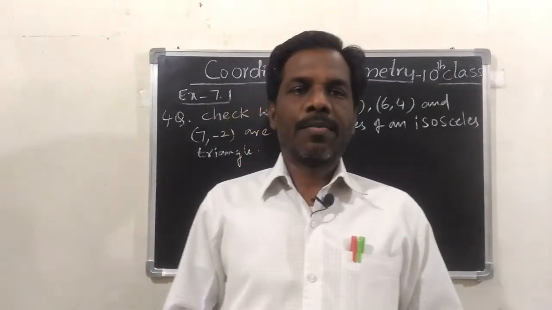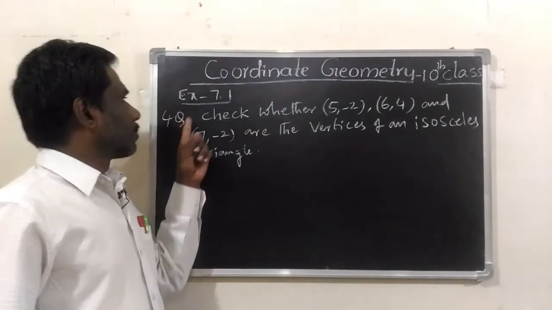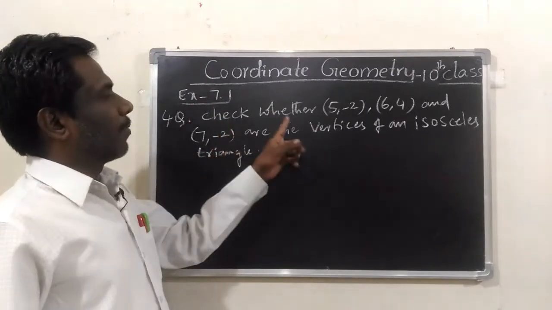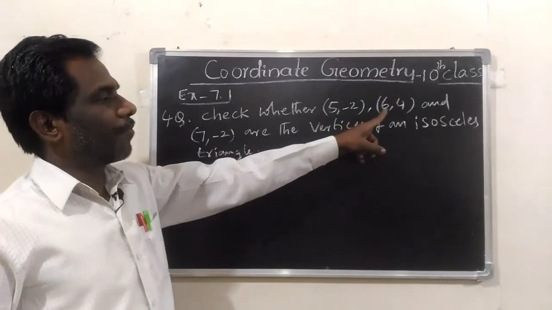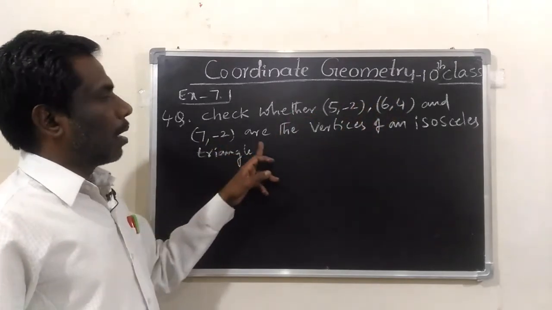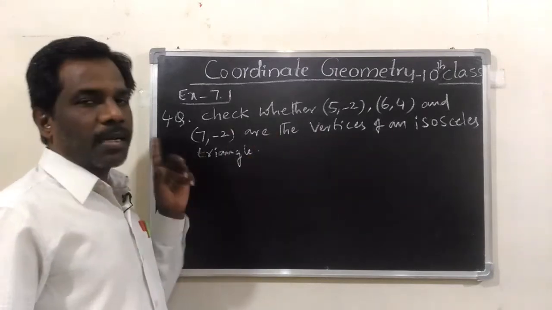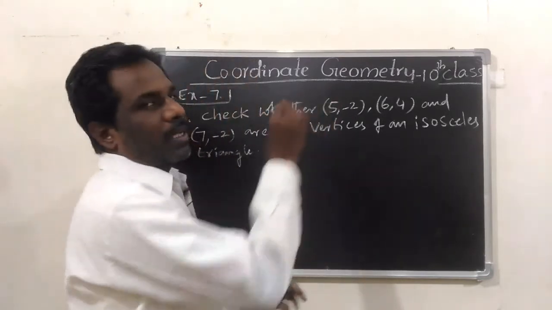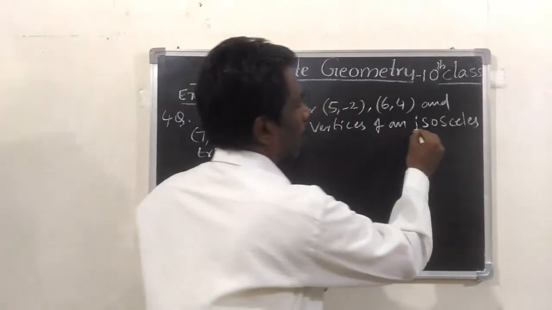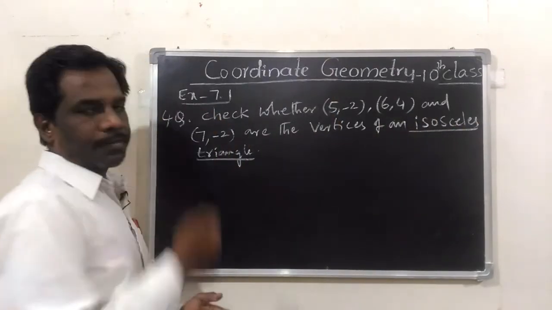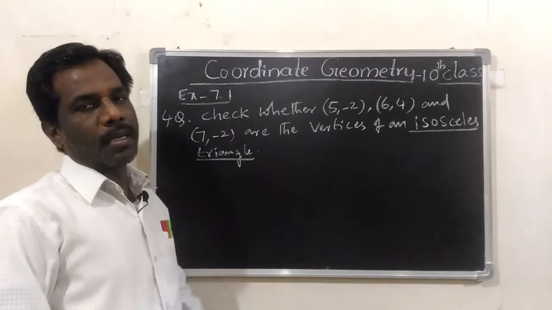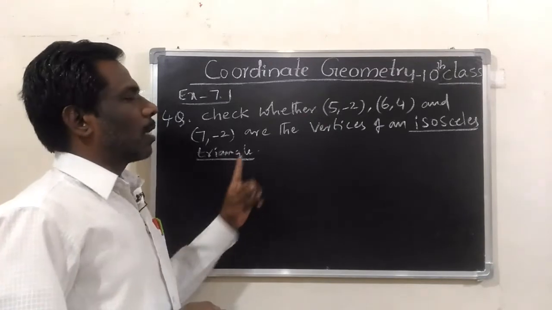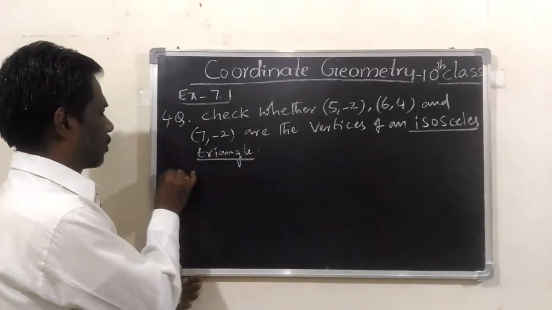Here we have one more question, from exercise 7.1, fourth question. Check whether 5 comma minus 2, 6 comma 4 and 7 comma minus 2 are the vertices of an isosceles triangle. So here the question is asking whether the given vertices belong to an isosceles triangle or not. So what is an isosceles triangle? If any two sides are equal in a triangle, it is called an isosceles triangle. Let us solve this question.